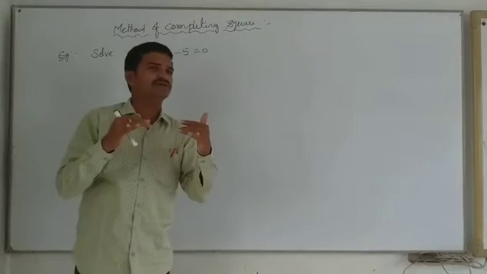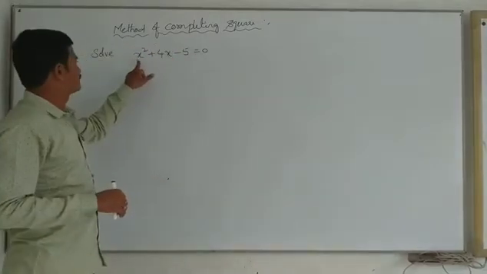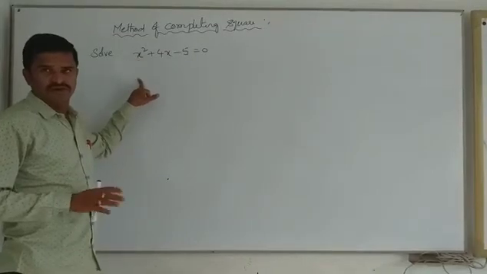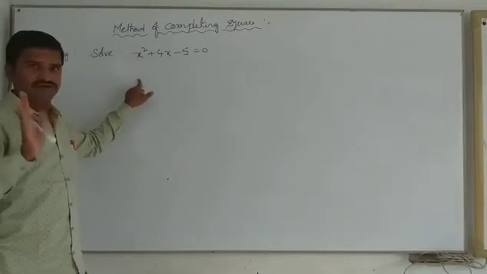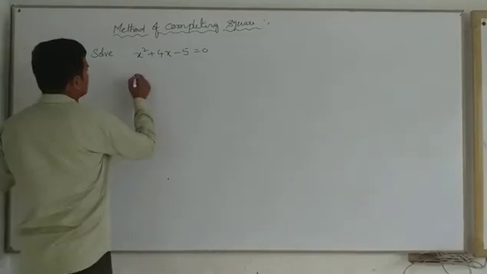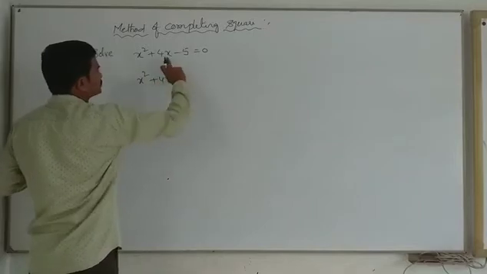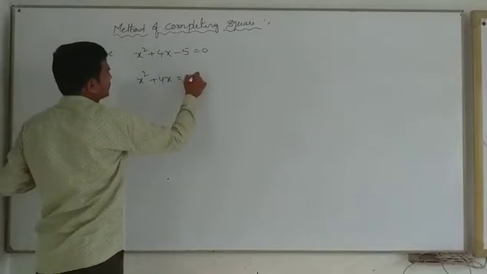We have to make the coefficient of x square as 1. Fortunately, here the coefficient is 1 only, so the first step is done, no need to do anything here. Second step is x square plus 4x equals to, send the constant term to the right side.